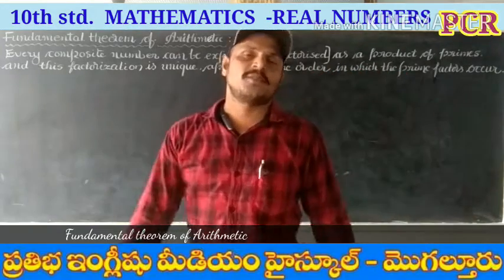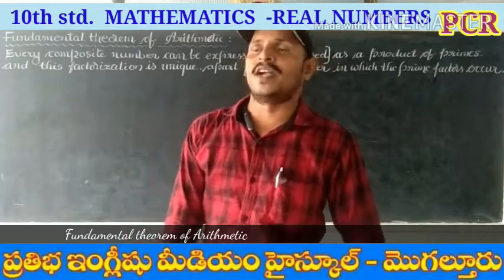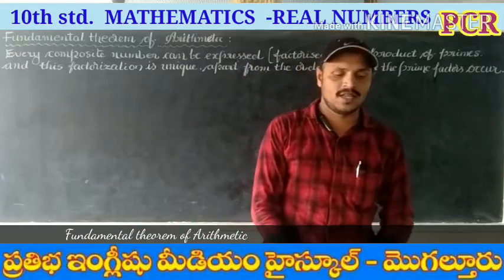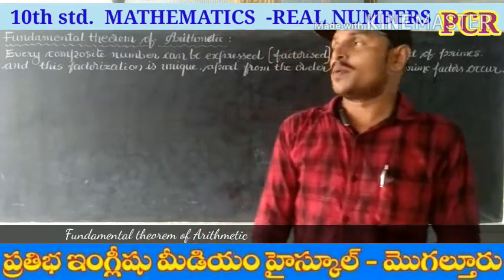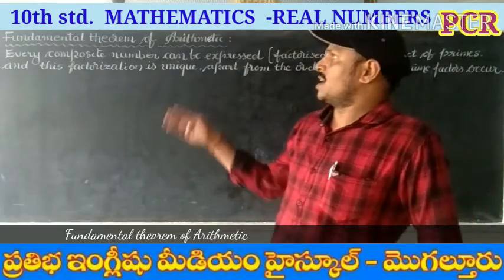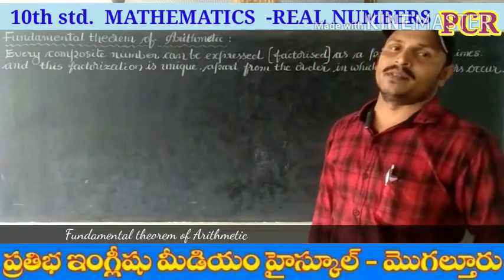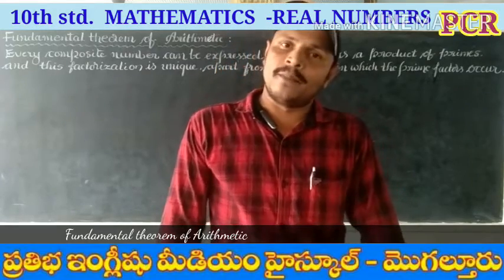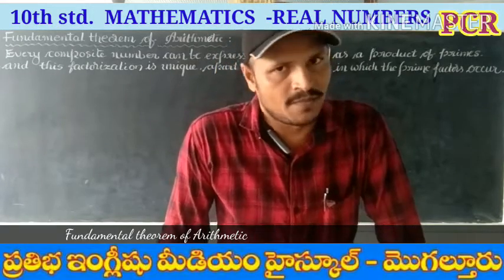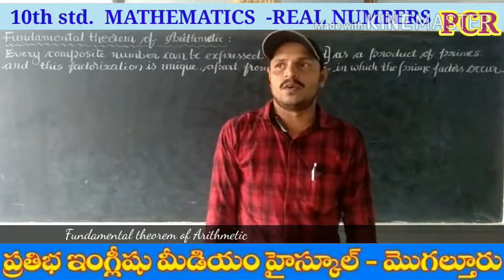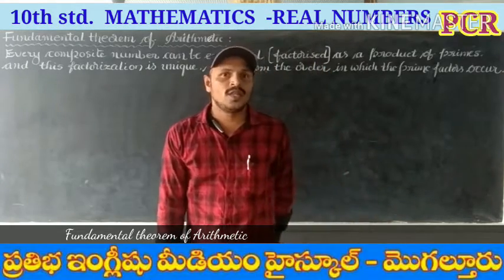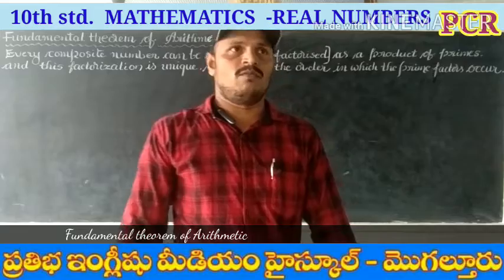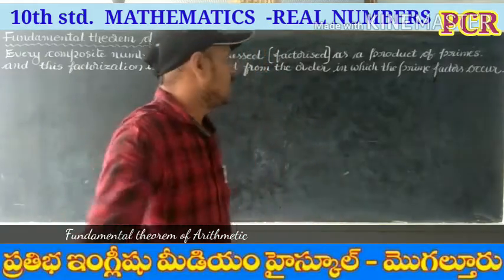Good morning, students. Today our topic is the fundamental theorem of arithmetic. This theorem is related to composite numbers and prime numbers. That's why first we have to learn what prime numbers and composite numbers are. Before that, you need to know the factors. What are the factors? Let's see.